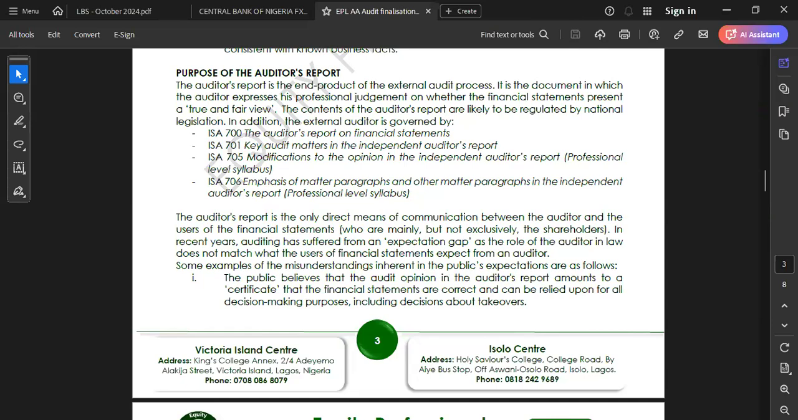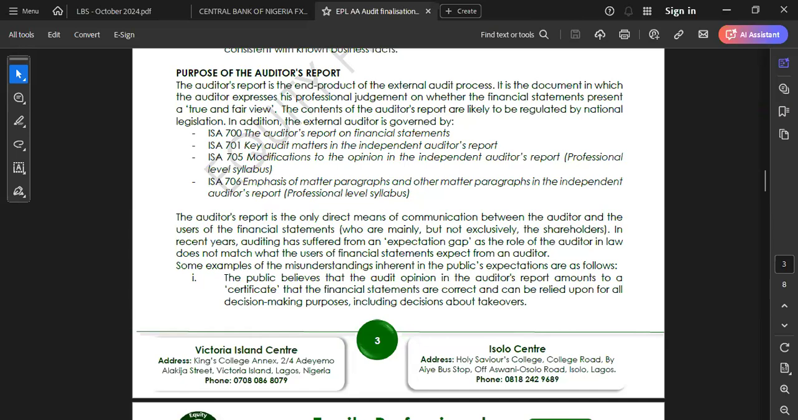There are some countries whose audit reports are guided by national laws, meaning that there are some European countries, even some I think in the US, where the format and the way the audit report should be presented is guided by the laws of that country. But generally, there are auditing standards for how the audit report should look, and there are four such standards. The first one speaks to the audit report on financial statements, how it should look, and that is ISA 700.